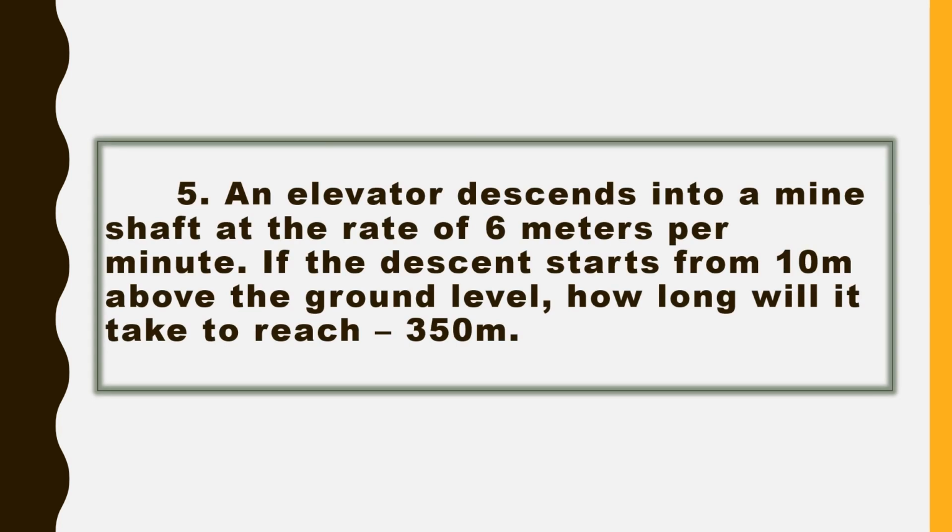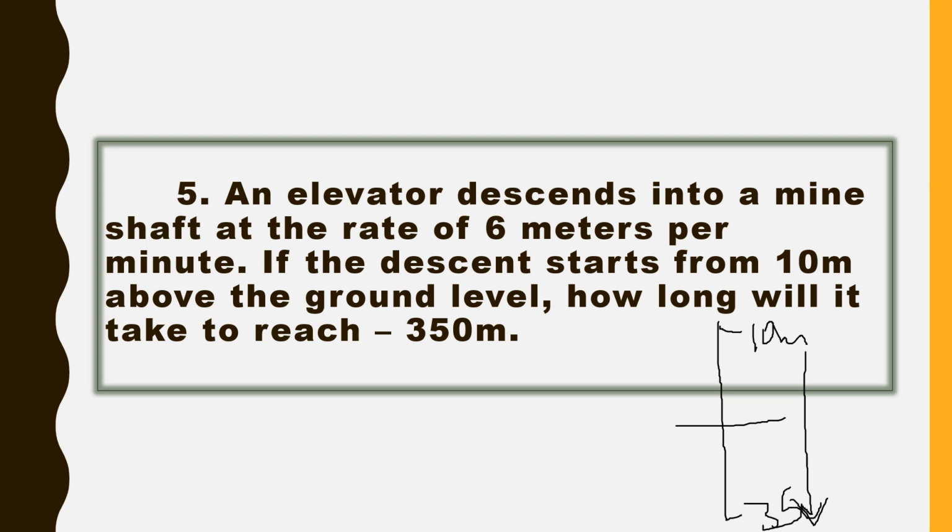Here is the next question. An elevator descends into a mine shaft at the rate of 6 meters per minute. If the descent starts from 10 meters above the ground level, how long will it take to reach -350 meters? See here, an elevator is descending into a mine shaft, which means mining will always be done underground. Suppose this is the ground level. It is 10 meters above the ground level, and this elevator should reach a point at -350 meters.